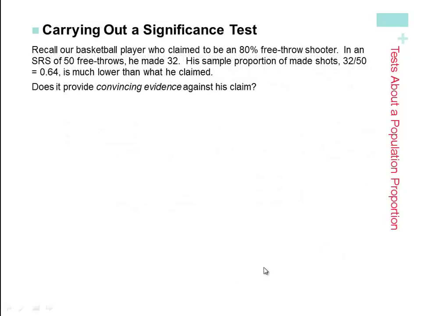Recall our basketball player who claimed to be an 80% free throw shooter. In a simple random sample of 50 free throws, he made 32. His sample proportion of shots made, 32 divided by 50, which is 0.64, is much lower than what he is claiming. Does it provide convincing evidence, though, against his claim?